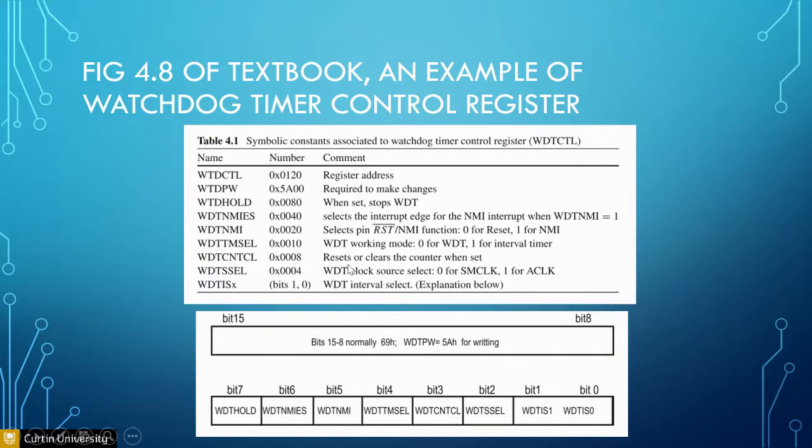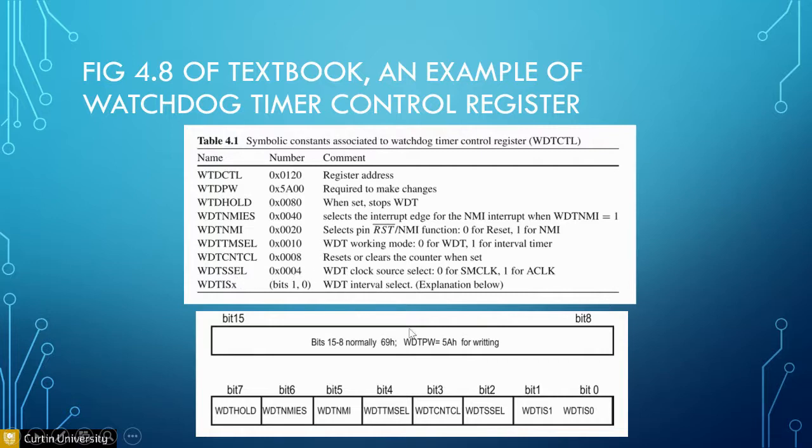So if you want to select the interrupt edge for the non-maskable interrupt, then you need to define this bit, MIES, as either 0 or 1. Okay, you define it as 1. The interrupt edge for the non-maskable interrupt is equal to 1. So it's rise or fall. Okay.